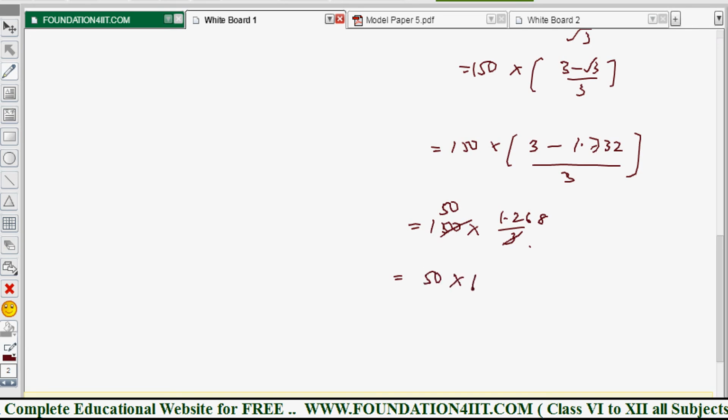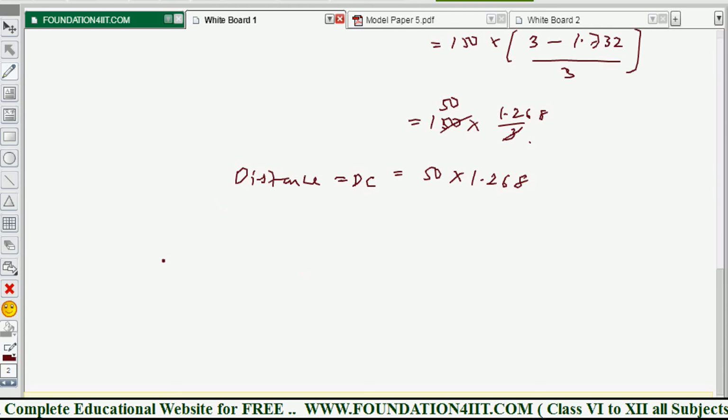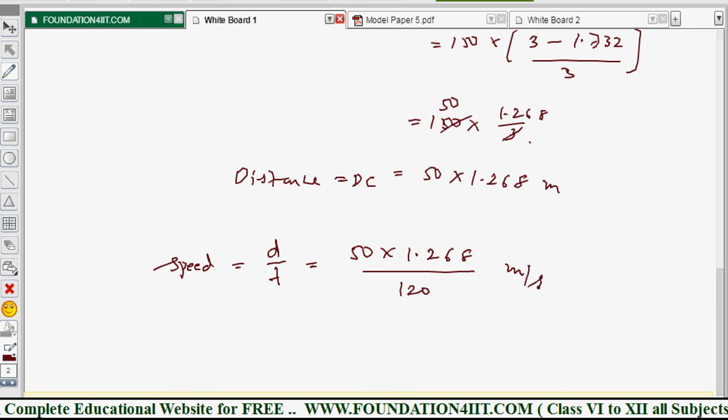Then 50 into 1.268. This is the distance from D to C, DC. We need to find out the speed. So this is in meters. So speed is equal to distance by time. Distance is 50 into 1.268, and time is 2 minutes, that is 120 seconds. Right. So this is meter per second.